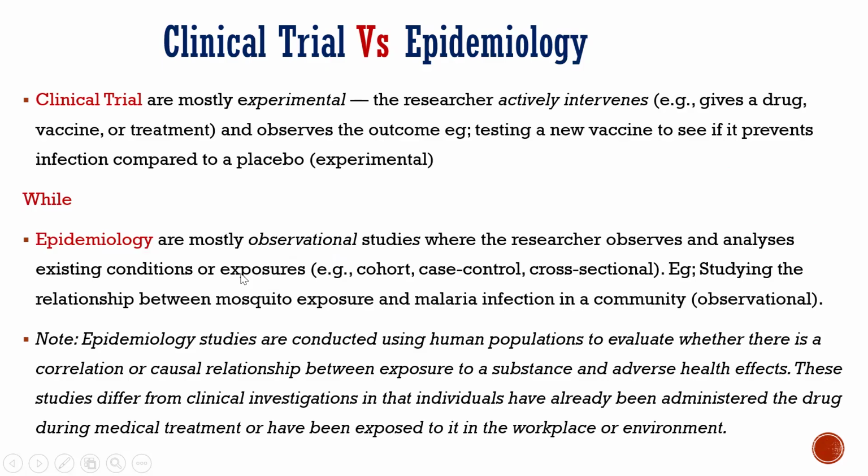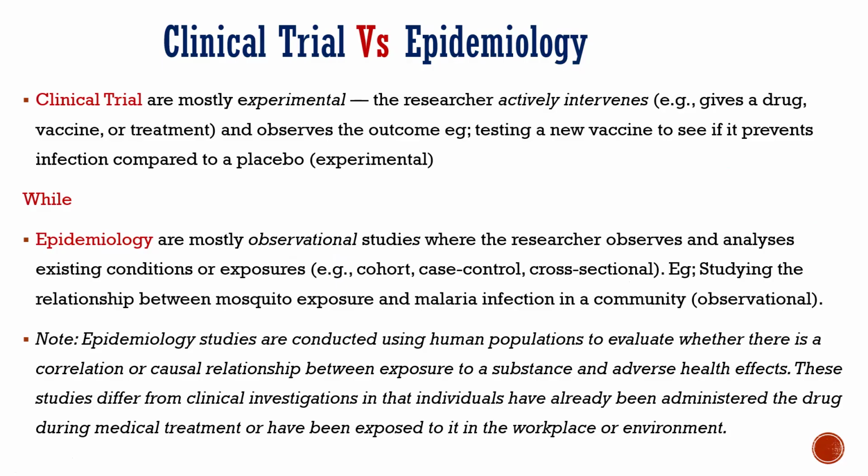Okay, there are different types of epidemiological study, which are cohort, case control, and cross-sectional. We're going to be studying them in detail as we go on. For example, studying the relationship between mosquito exposure and malaria infection in a community is an observational study. You're not carrying out an intervention.